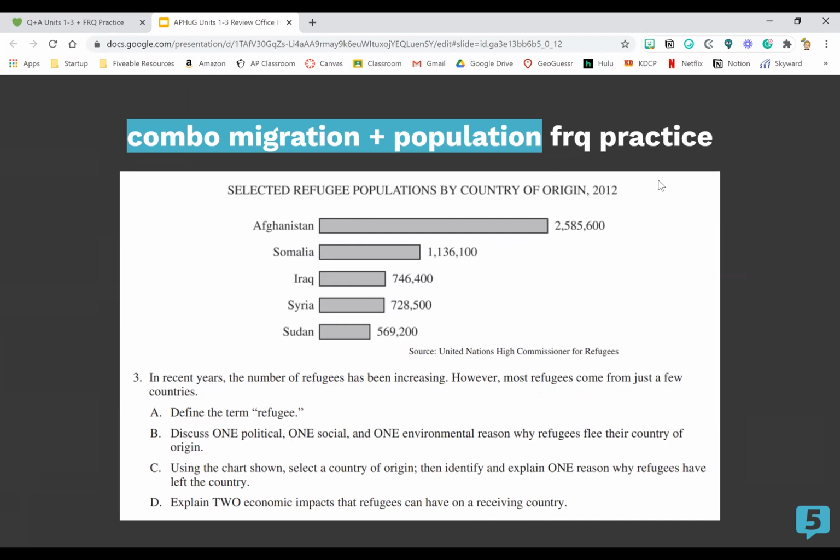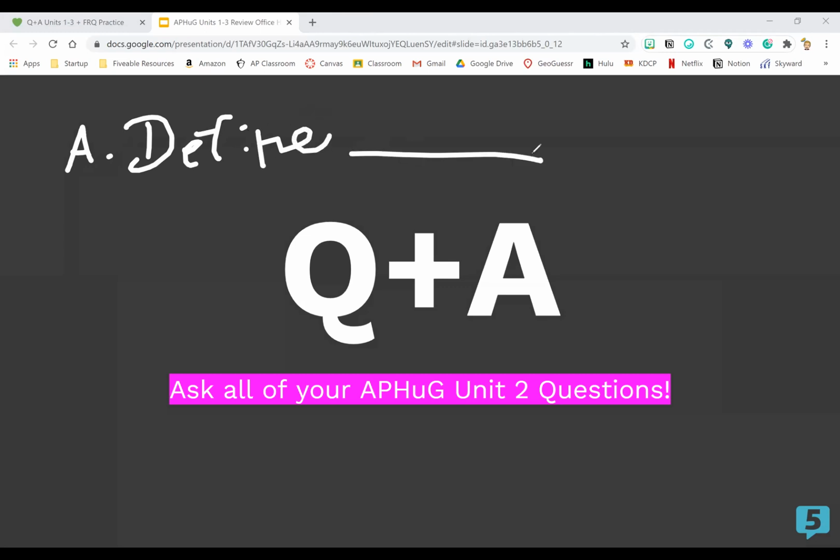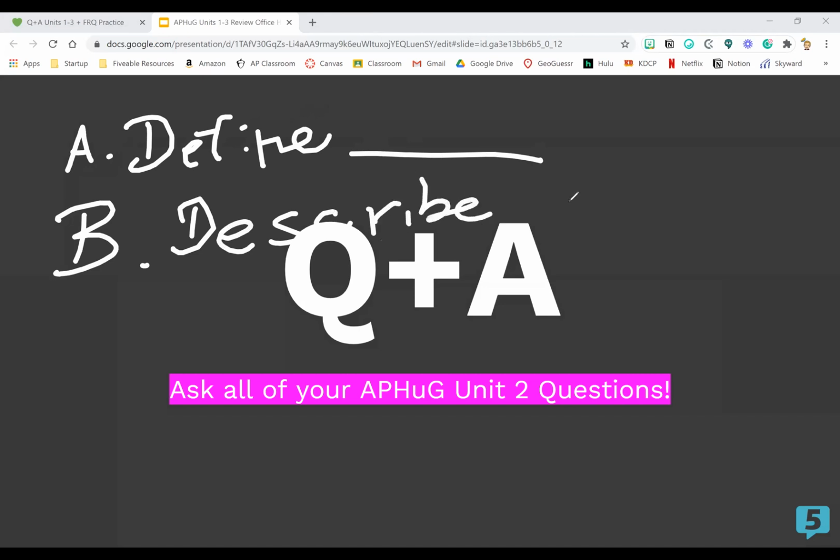Define the term refugee is the first part of this question. So generally in AP Hug FRQs, there's a really standard format. Let me get to a blankish slide so I can write it out. Generally A is going to say define some vocab word, or it's going to give you a definition and ask you to identify the vocab word. B is going to be describe the vocab word above, but you're going to describe it with something.